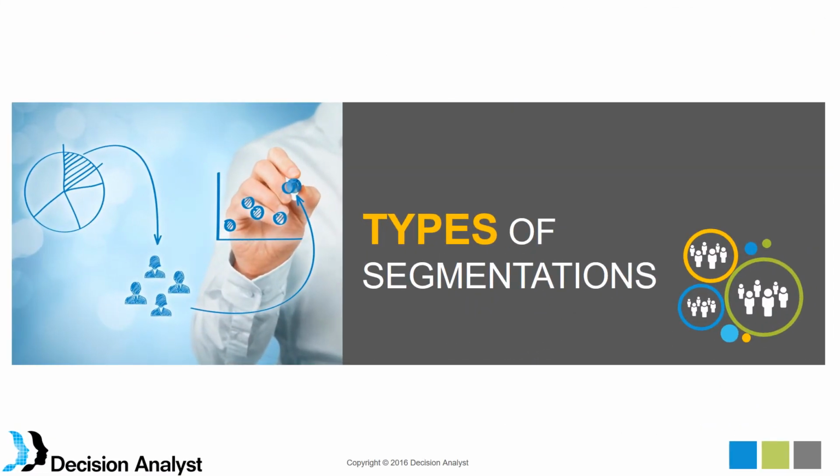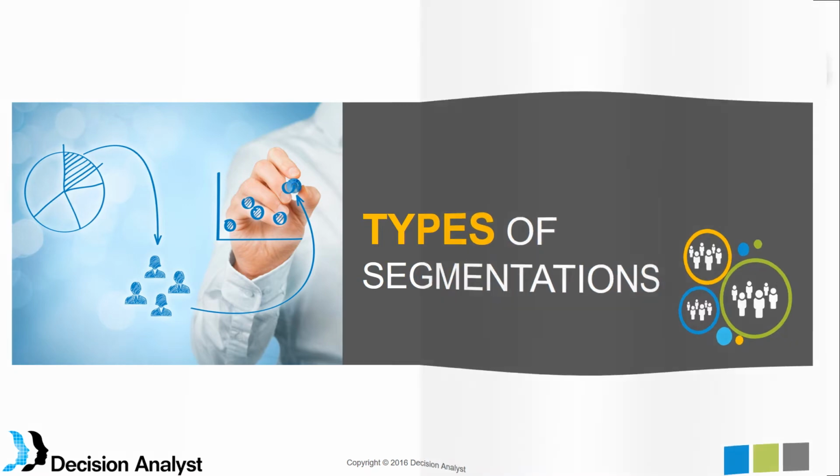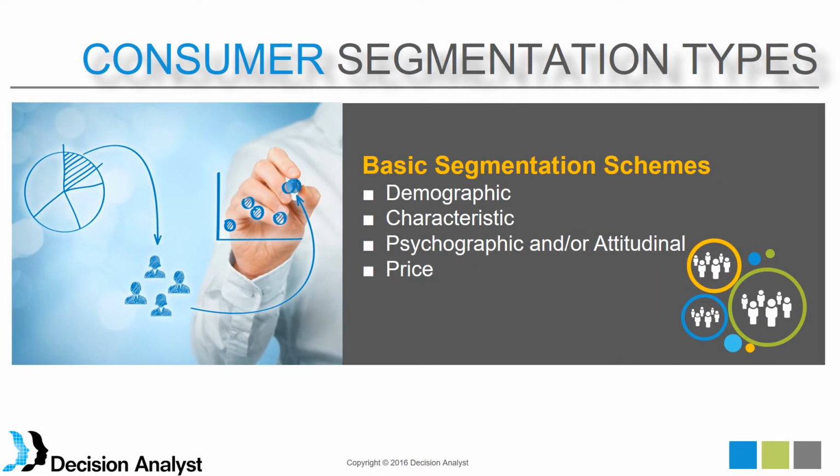So now let's talk about different types of segmentations. Markets can be segmented in a number of ways. They can be segmented by product or service needs, by sensitivity to price, by geographic area, by demographics, firmographics, or by psychographics and lifestyles. For consumer segmentation, there are some basic types, and we don't presume to enumerate all the types of segmentation out there. We're just going to hit the highlights, if you will.